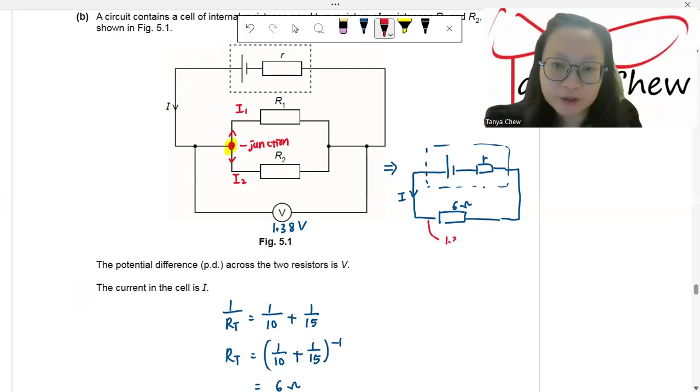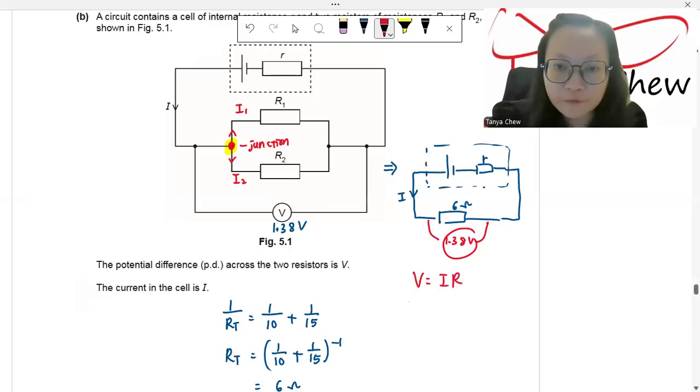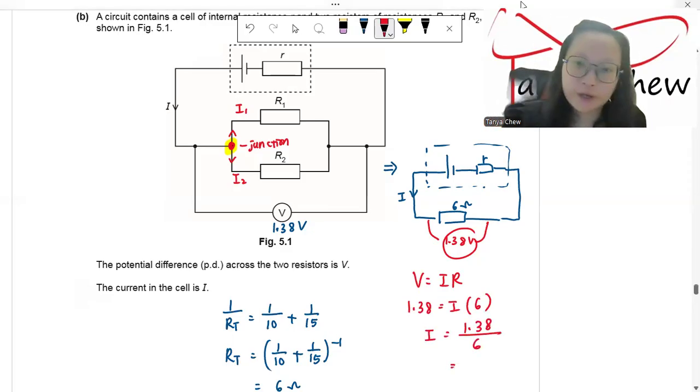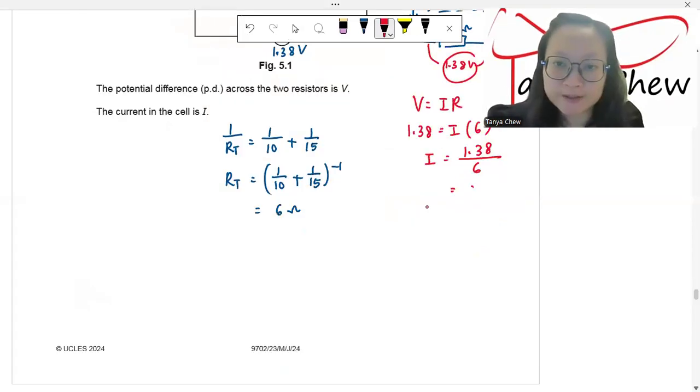How do I find the value of I? Voltmeter reading is given as 1.38 volt. So I can use Ohm's law. V equals IR. V is 1.38, I don't know, and R is 6 ohm. I is equal to 1.38 divided by 6. Use your calculator to do this. You should get 0.23 ampere.